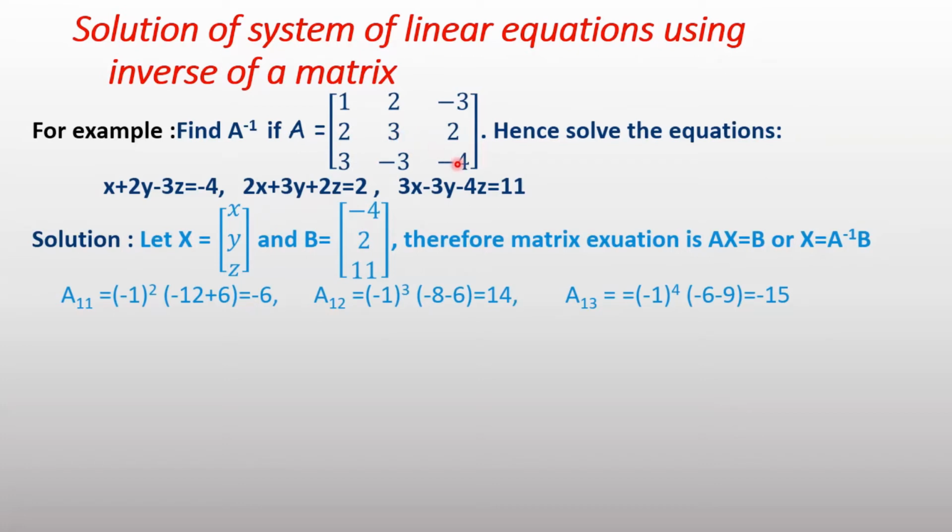3 into minus 4, minus 12, minus 6 means plus 6. Minus 12 plus 6, minus 6. Because minus 1 power 2 means 1, or 1 into minus 6, minus 6. A12: delete first row and second column. Then 2 into minus 4, minus 8, minus 6, minus 8, minus 6. Position minus 1 power 3 is minus, so minus 1 into minus 14, 14.